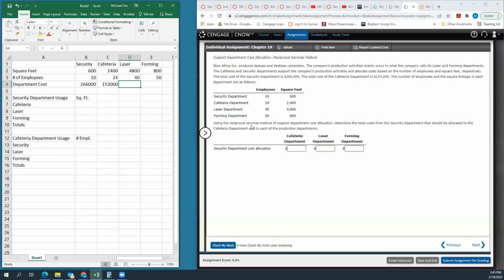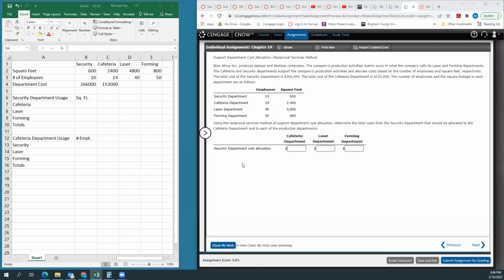So it tells us that using the reciprocal services method of support department cost allocation, determine the total cost for the security department that should be allocated to the cafeteria department and each of the production departments. So it's not asking us for total cost, it's just asking us how much of the support department's costs we should allocate to each one.